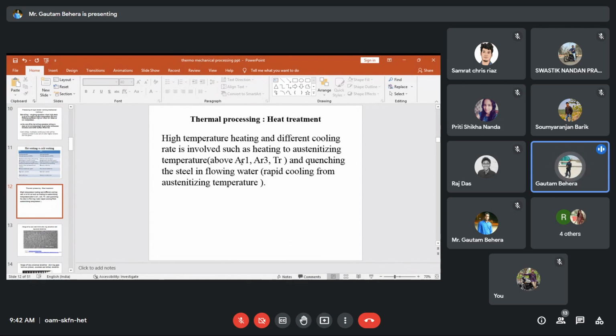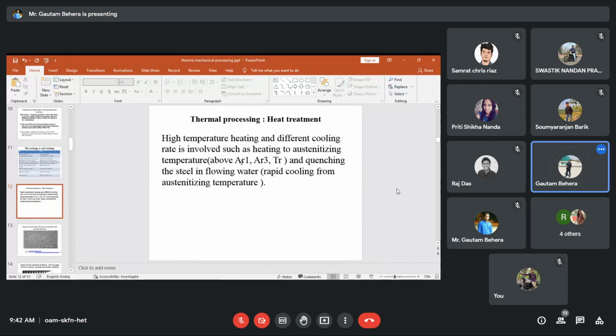Suppose you have a hypoeutectoid steel. Above Ar1, what kind of phases will be there? You have austenite plus ferrite. But below Ar1, maybe your austenite will transform into ferrite and you have only ferrite, or you may have pearlite and ferrite both.